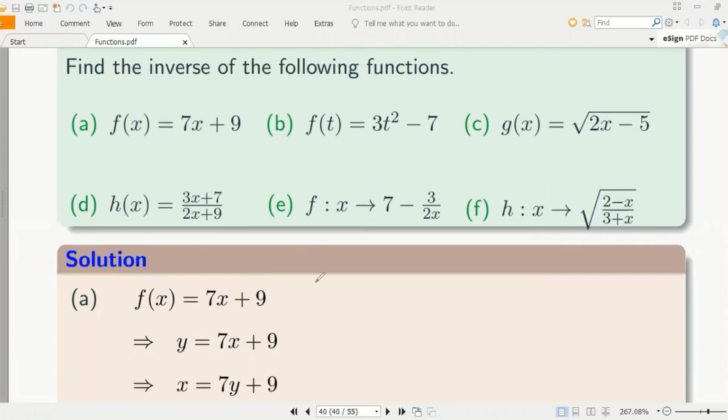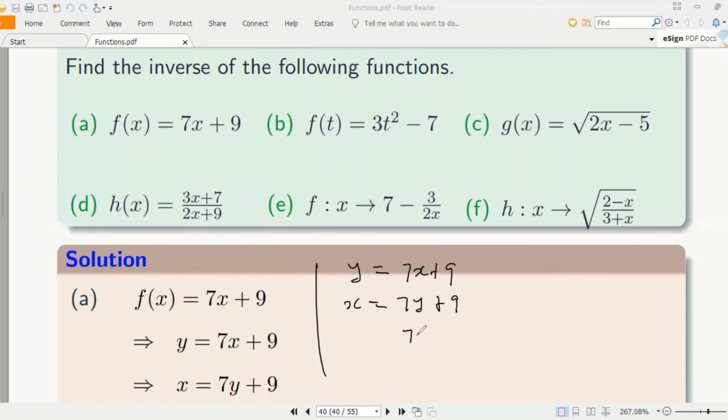So let's proceed and find the inverse. Step 2 says that where there is f of x, write y. Then step 3 says to replace y with x. In other words, where there is y, write x, and where there is x, write y. Then step 4 says to make y the subject of the formula. That means leave y on one side.